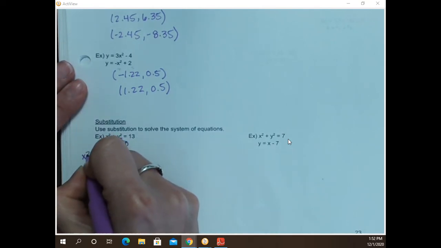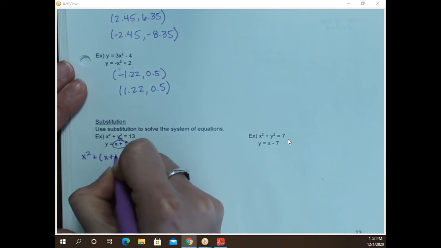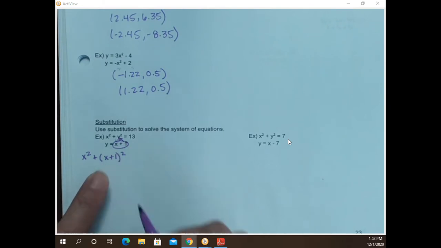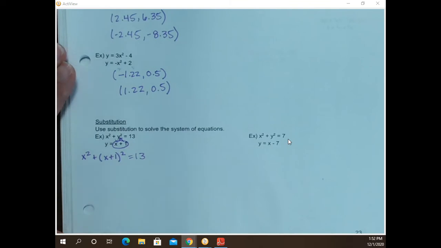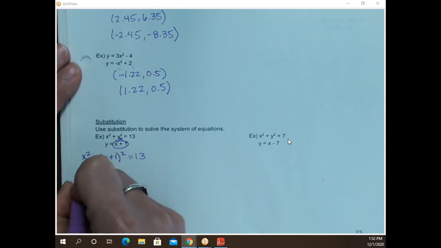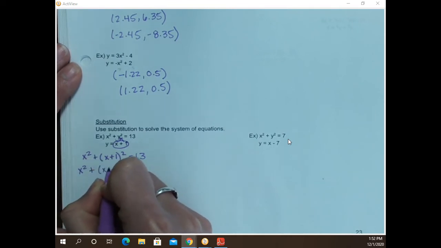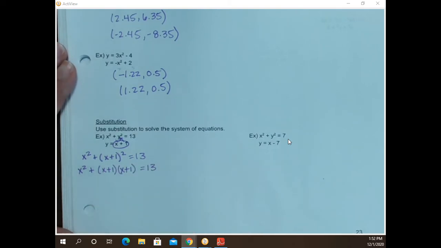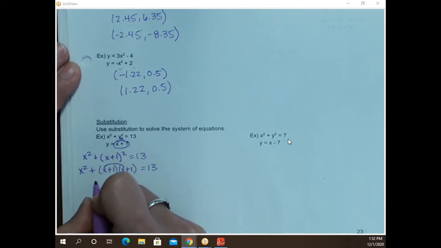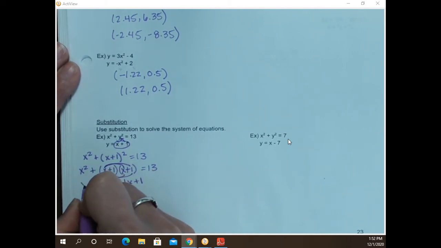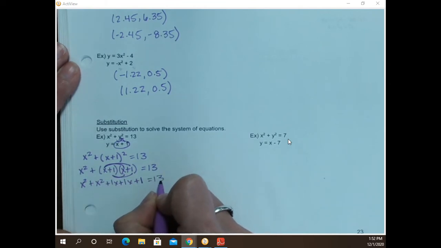So that would give me x squared plus (x plus 1) squared. Notice the only thing that I've changed is the y. Instead of y, I've got x plus 1. And that equals 13. Now here, since I'm squaring, that means that I have to write this twice and distribute. So I have x squared plus (x plus 1) times (x plus 1). Remember, that's what square means, that thing times itself. So I've got to write it twice and distribute. So that would give me x squared plus 1x plus 1x plus 1. I still have this other x squared in front, and we're still equal to 13.